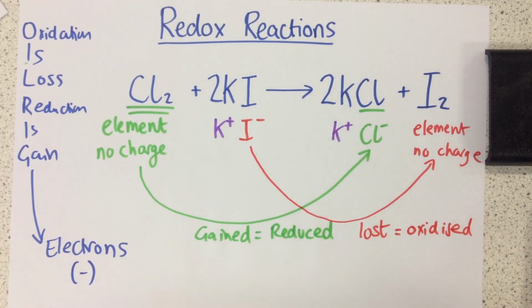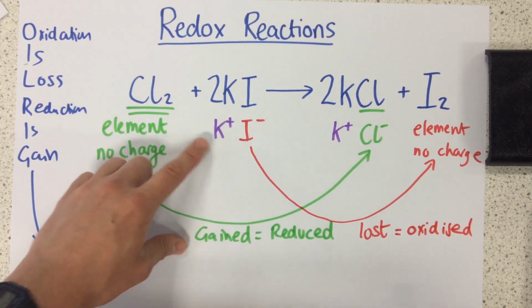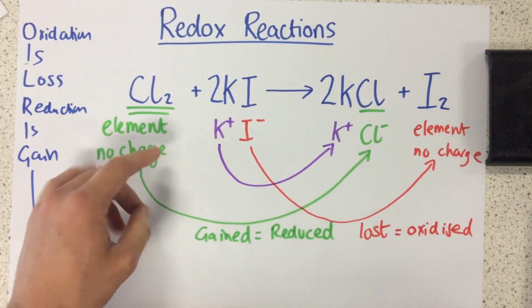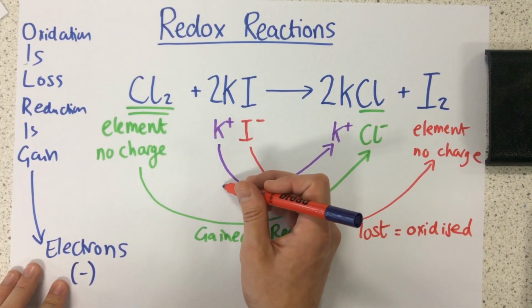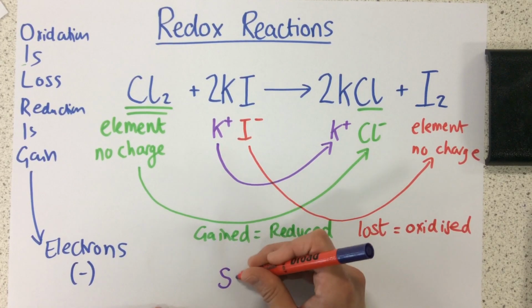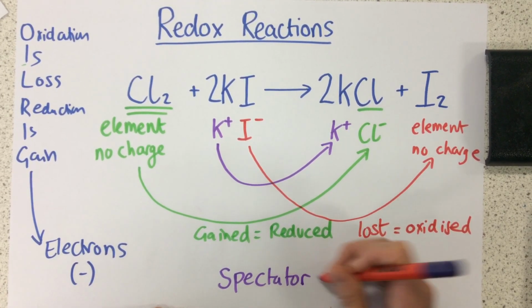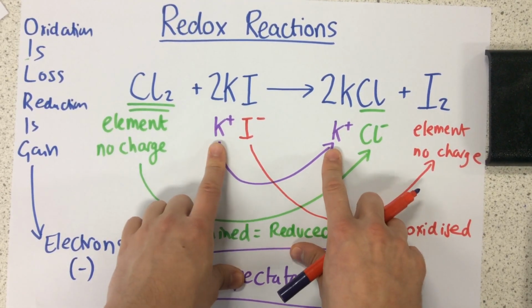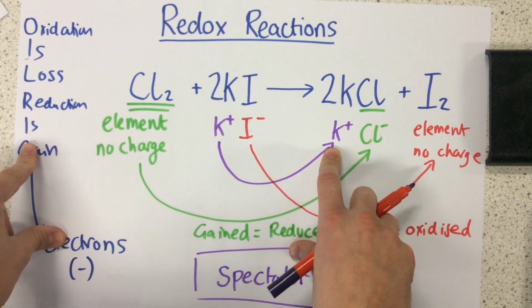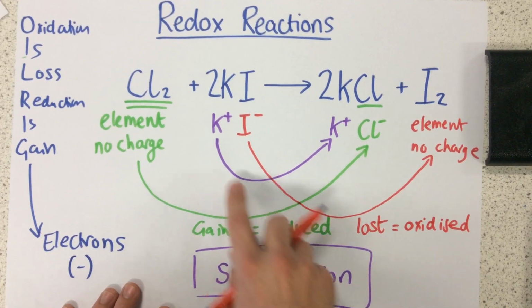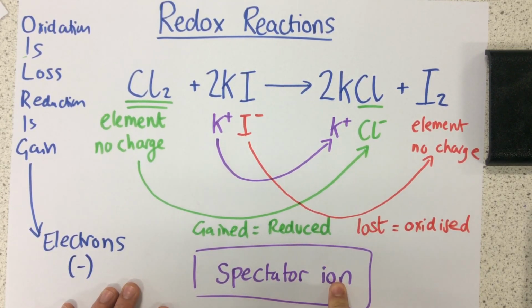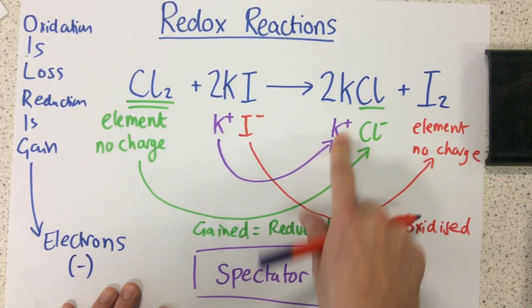Now the final thing we're going to look at is this potassium ion. It starts off here with a positive charge and it ends up here with a positive charge as well. So this potassium, I'm just going to write this down here so I've got a bit more space, is called a spectator ion. What that means is it hasn't been oxidized because it hasn't lost any electrons. It hasn't been reduced because it hasn't gained any electrons. So it's referred to as a spectator ion. This is just an ion that does not undergo reduction or oxidation. It just stays the same from the reactants to the products.